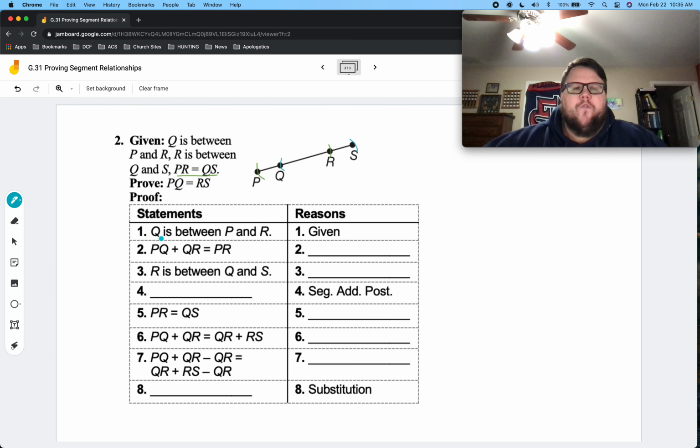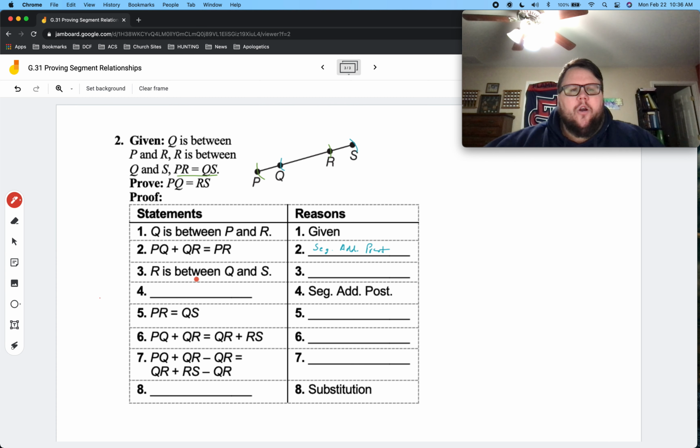So they start off with Q is between P and R. Well, they already told us that. Q is between P and R. So that is given. So if Q is between P and R, that means that PQ plus QR has to equal PR. And that is segment addition postulate, and we can abbreviate it.